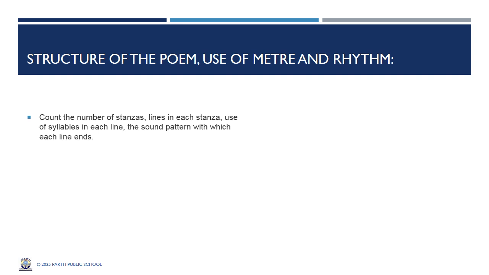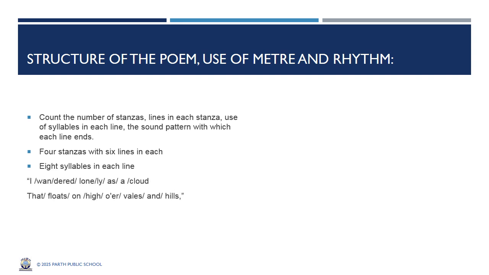Let's understand this with the help of an example from Daffodils. Now if you notice this poem, there are 4 stanzas and there are 6 lines in each stanza. So the poem has a proper structure. Again, if you count the syllables, you'll see there are 8 syllables in each line. Let's again understand syllables with the help of the first 2 lines.